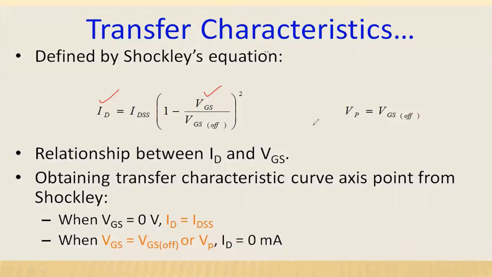Now from this equation also we can plot the characteristic curve, with VGS on one axis and ID on the other. When you put VGS equal to 0 in this equation, the second term becomes 0, so ID is equal to IDSS into 1, simply IDSS. And when you put VGS equal to VGS(off), these two are equal, so VGS(off) by VGS(off) is 1. So 1 minus 1 is 0, and 0 into something is 0. So at VGS equal to VGS(off), the drain current is 0. In this way also you can plot the curve.